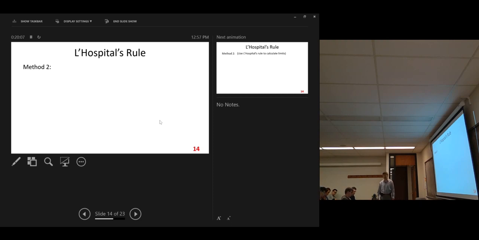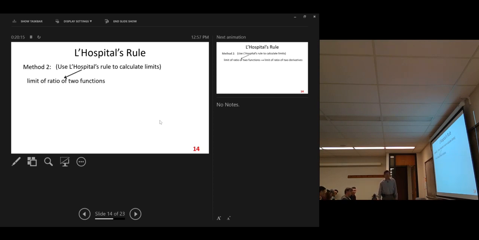Method 2: now we use L'Hopital's rule to calculate the limits. When we calculate the limit of the ratio of two functions, based on L'Hopital's rule, we can calculate the limit of the ratio of the two derivatives. That's the key point, the power. You will see that using this way, we can solve many difficult limit problems.